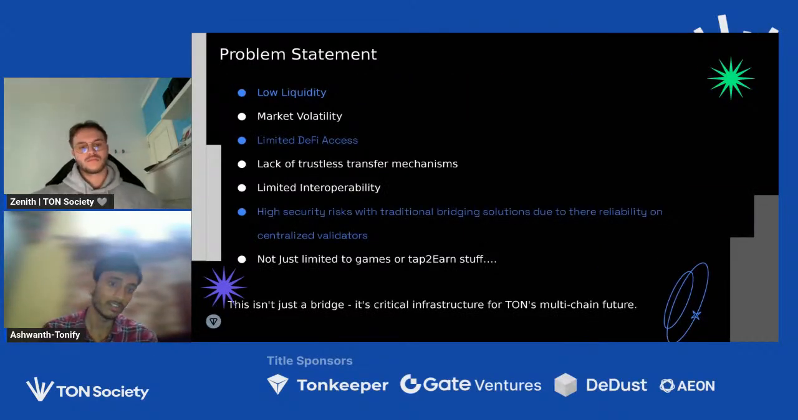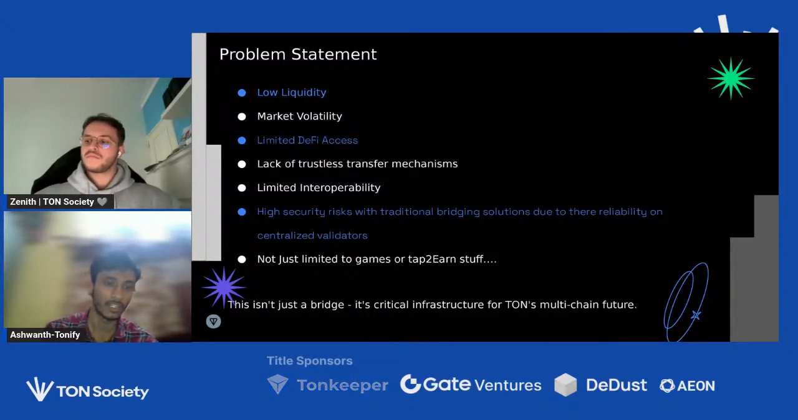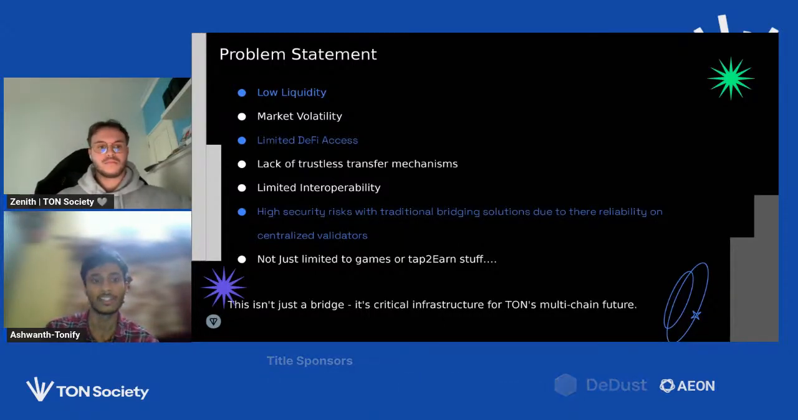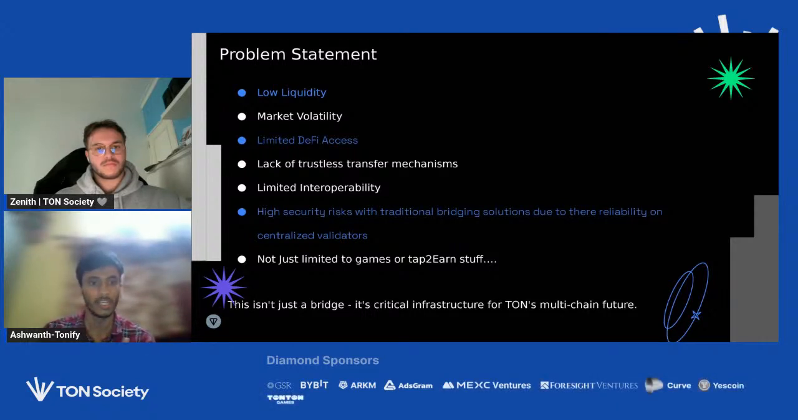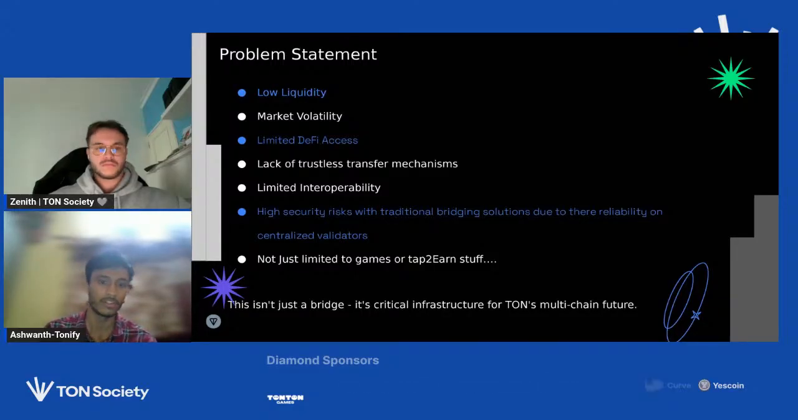The problem statement right now is that Ton has low liquidity and there seems to be a lot of market volatility around the assets on Ton, as well as limited DeFi access. The major issue is the high security risks associated with traditional bridges due to reliance on centralized validators rather than decentralized ones, and limited interoperability and lack of trustless transfer mechanisms in the Ton ecosystem. Right now, most people have a basic conviction that Ton is just around tap-to-earn or limited to games. We would like to remove that paradigm from people's minds.